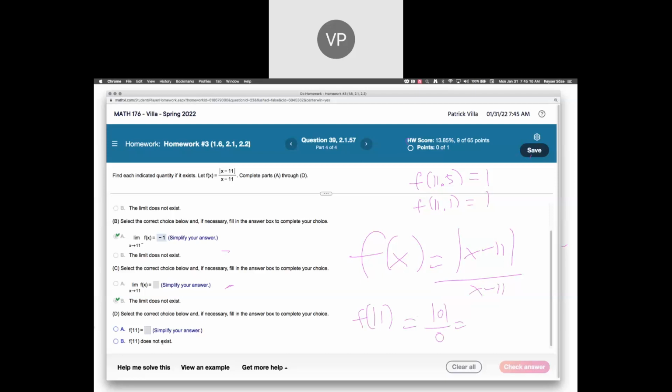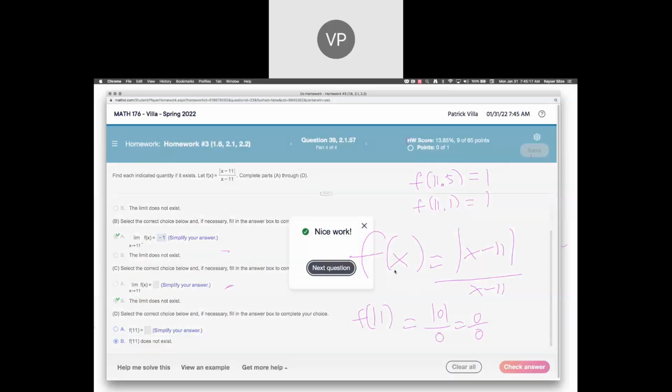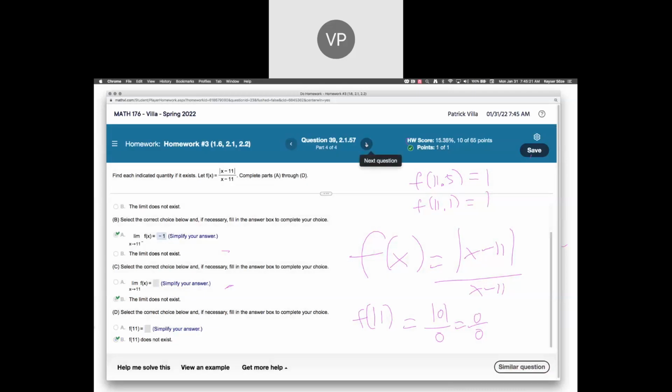That gives the absolute value over 0. That's 0 over 0. This thing does not exist. There is no dot. There's a big hole right there. So that's it for number 39.